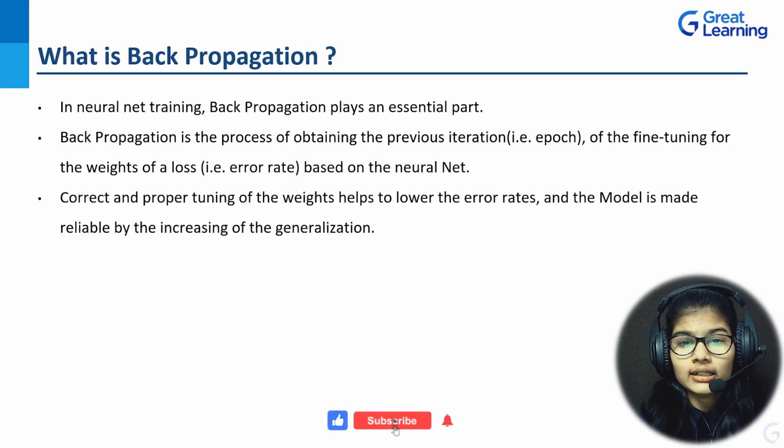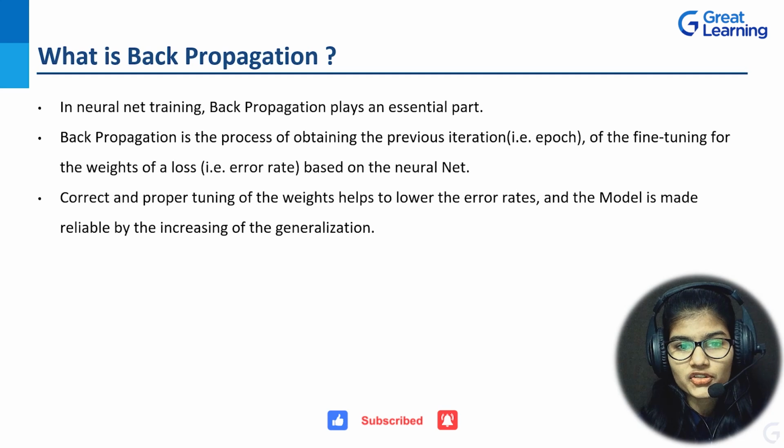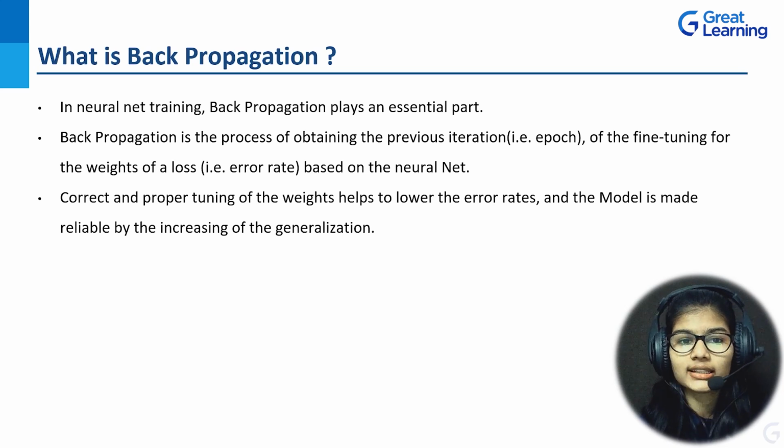So the condition for backpropagation is that whenever you want to obtain the previous iterations for the fine balance of the error rate, then we use backpropagation. Since it is based on the neural net, we already know that backpropagation plays a very essential role in neural net training. So it's not mandatory to mention that at every place, because we are very well aware of it now.